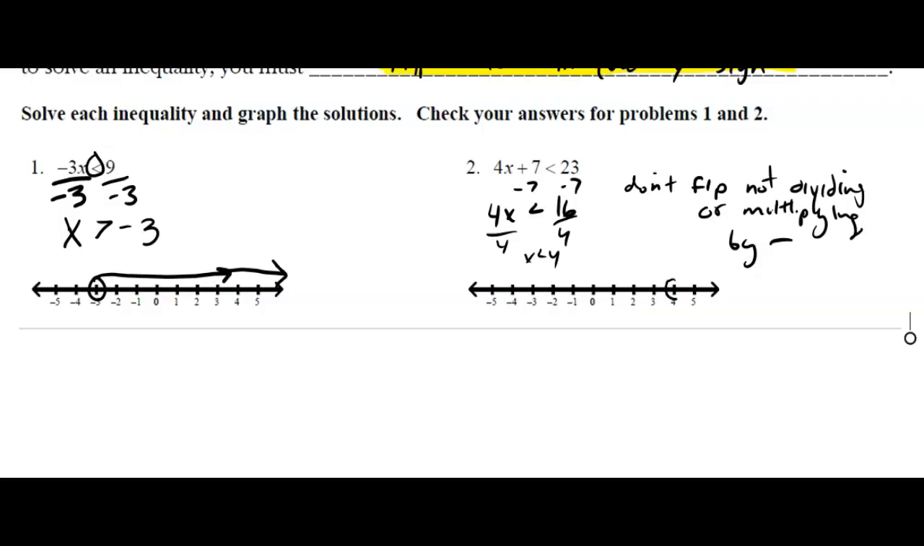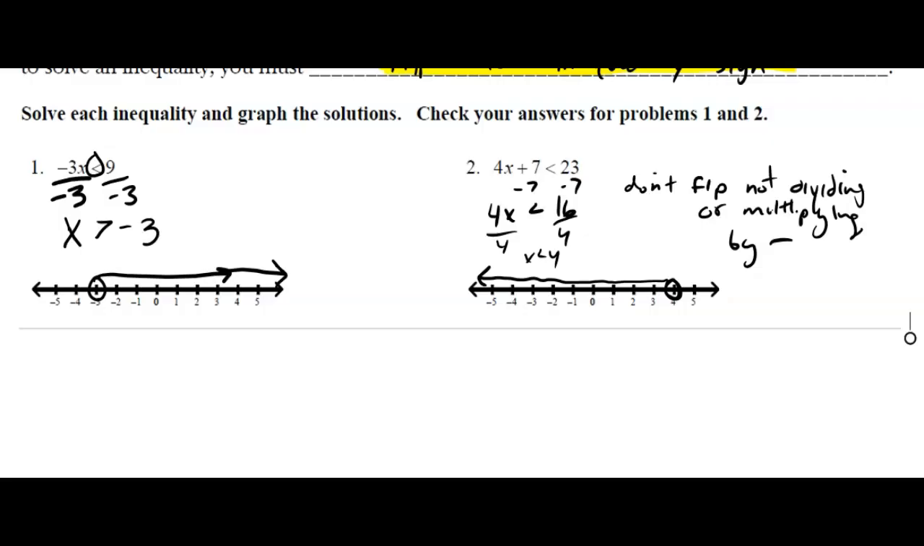Right. The other thing that I always check, so open circle, because it doesn't include that point. All numbers less than 4. It says check your answers for 1 and 2. How I would check my answers, I'll just do this on one of them. So I'll just do number 2. So we'll check number 2 real quick here, and then we'll be done. How do I check my answer? Well, I always try to pick an easy number that's on both sides of the solution.